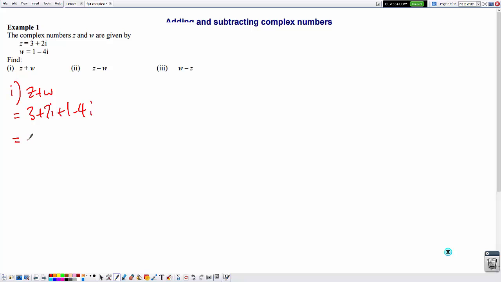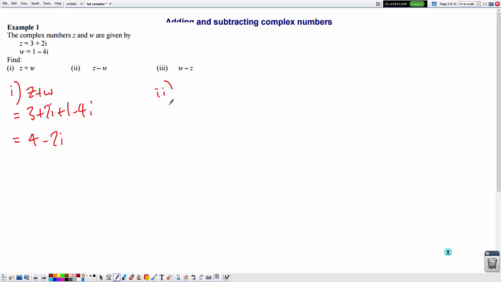Of course, collect your like terms, collect your real parts, collect your imaginary parts. So that gives us 4 plus 2 minus 4, so it's minus 2, so plus minus, right? Let's just write minus 2i. Done. Okay, let's look at part 2.